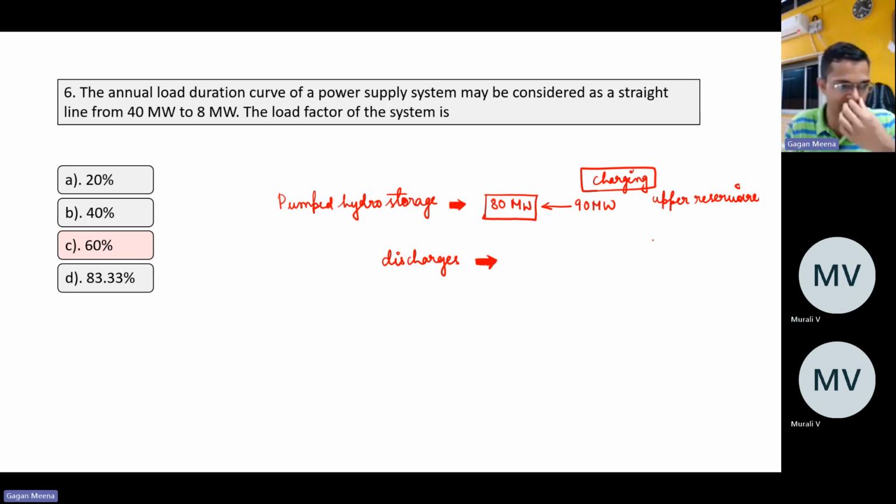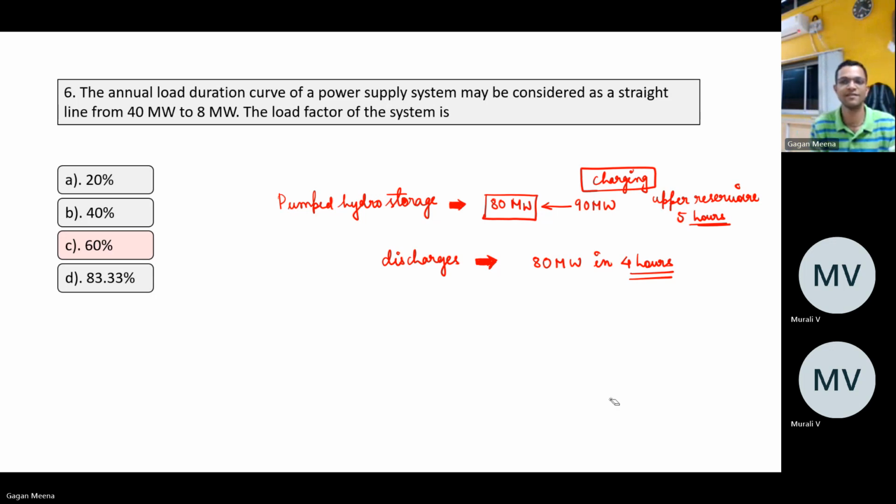It charges in 5 hours, but it discharges at 80 megawatts in 4 hours. So what is the charging efficiency? What is the discharging efficiency? And what is the round trip efficiency? These are the three things you need to calculate. Can you calculate?